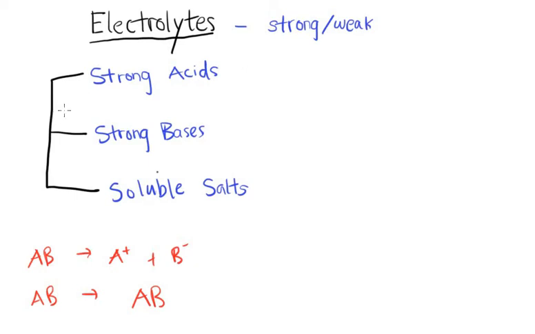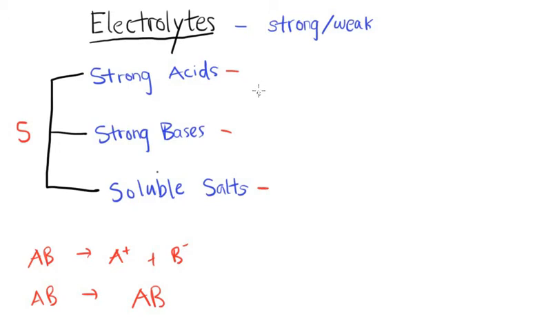So let's first talk about strong electrolytes. Strong electrolytes can essentially be put into three categories: strong acids, strong bases, and soluble salts. All these substances ionize in aqueous solutions, so it forms these separated ions. So let's talk about all the strong acids, all the strong bases, and all the soluble salts.